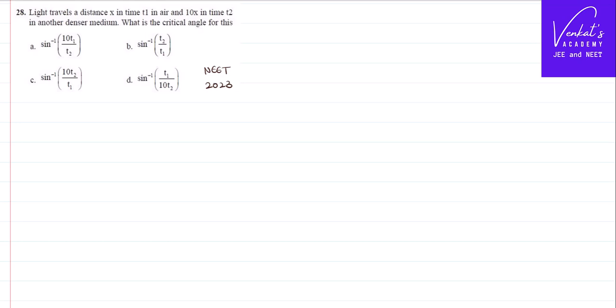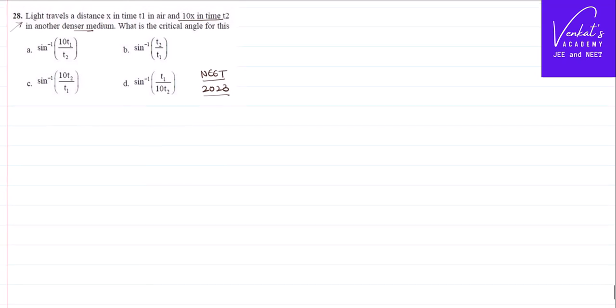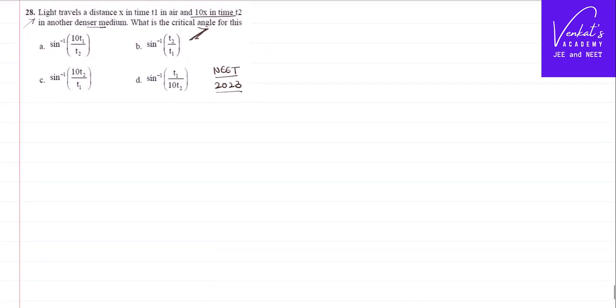Here in this video, we are solving a question that was given in NEET 2023 in ray optics. The question is like this. Light travels a distance x in time t1 in air and 10x in a time t2 in another denser medium. What is the critical angle for this?